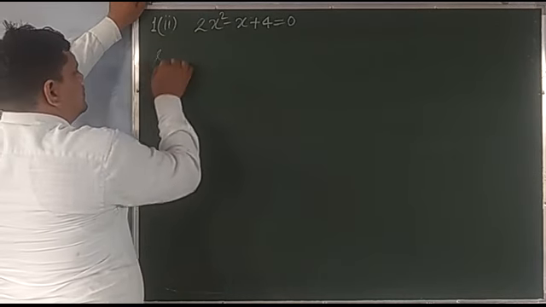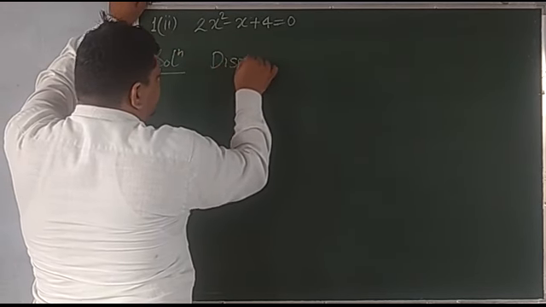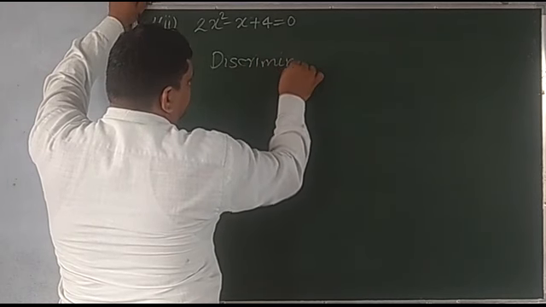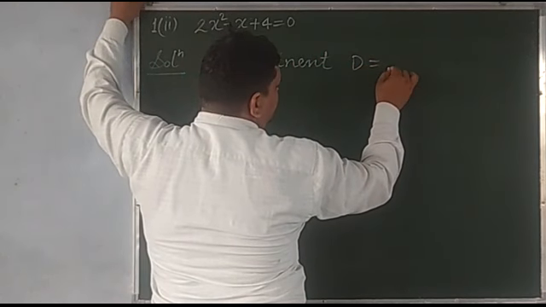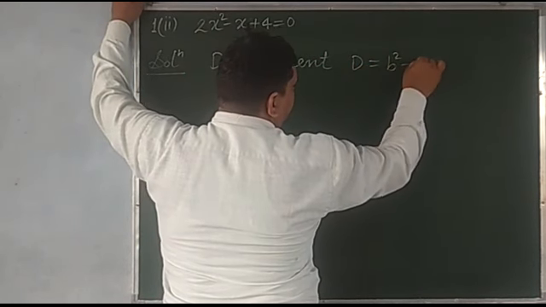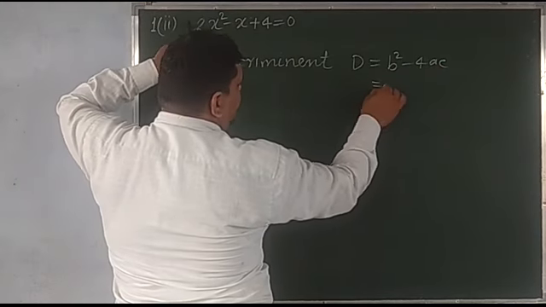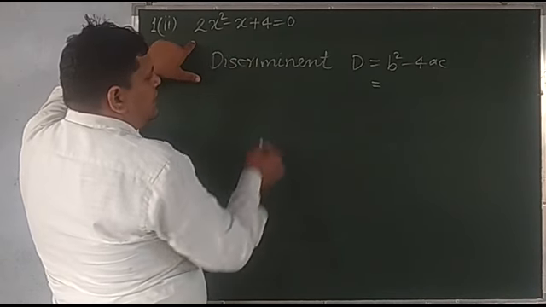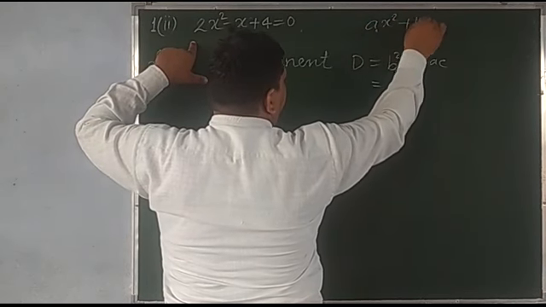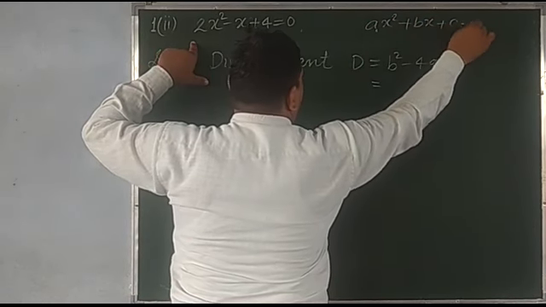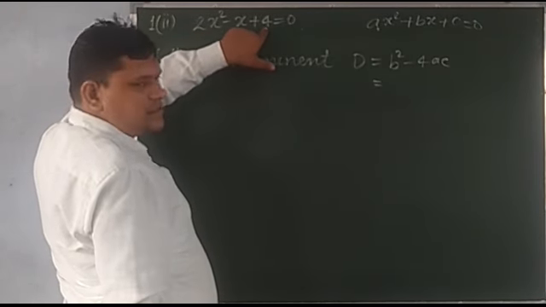How? So the discriminant d, as you know, is equal to b square minus 4ac. Put the values. You can compare this with the equation ax square plus bx plus c is equal to 0. So a is 2, b is minus 1 and c is 4.